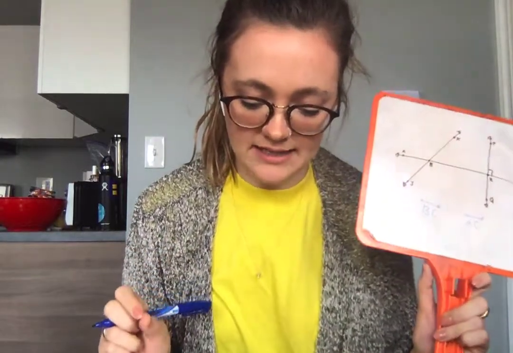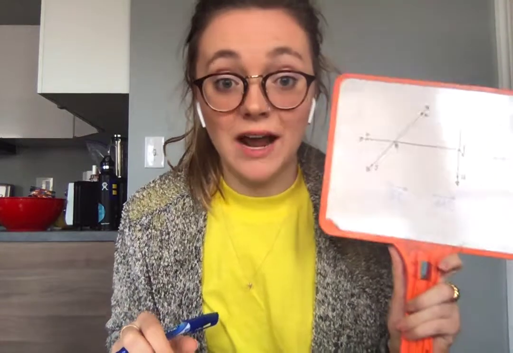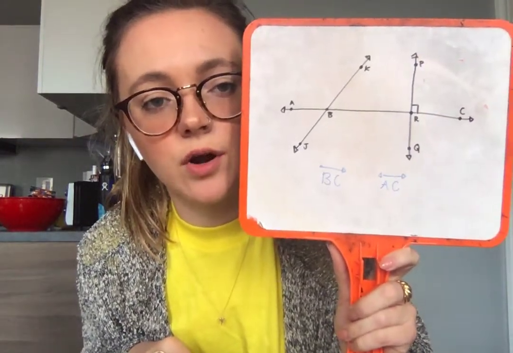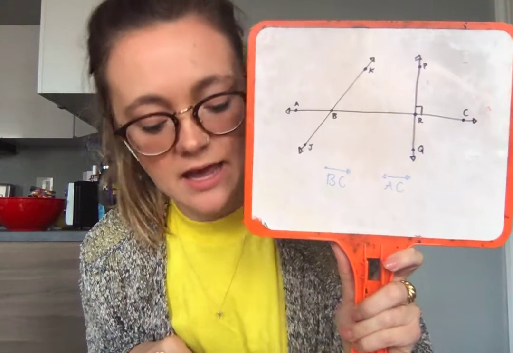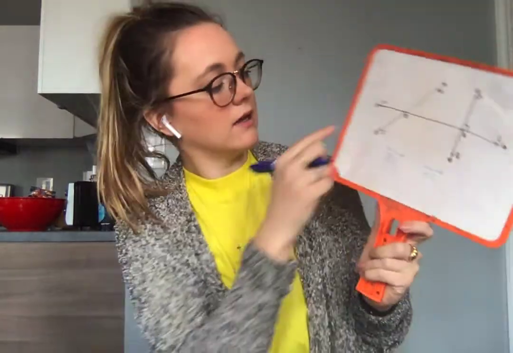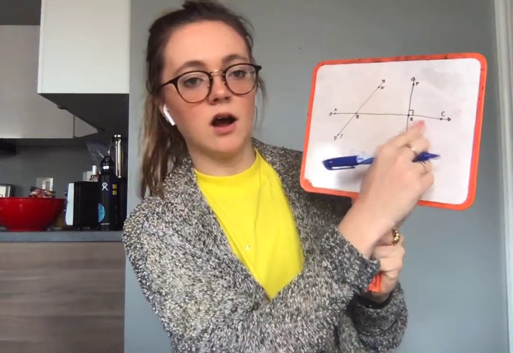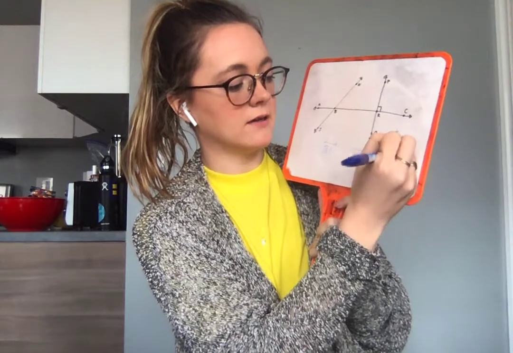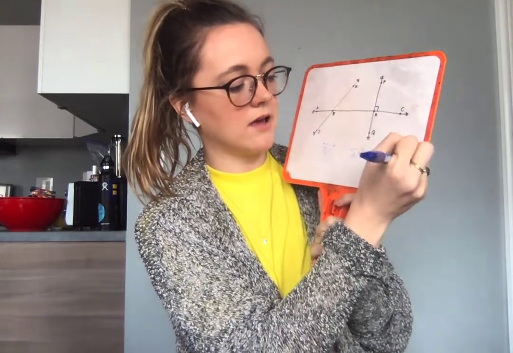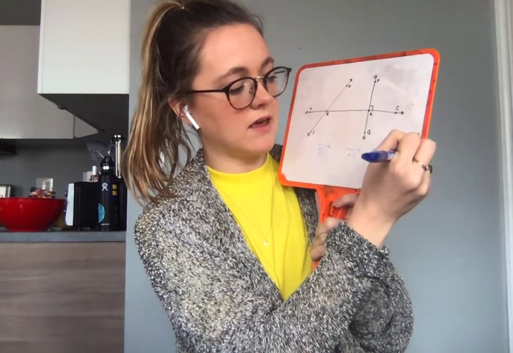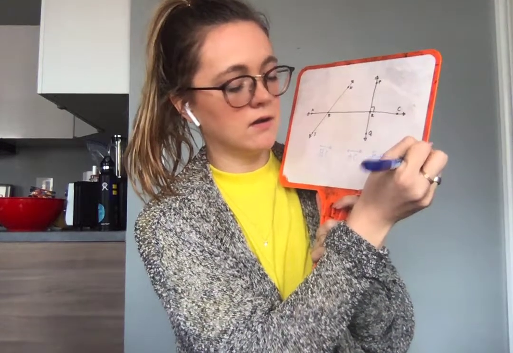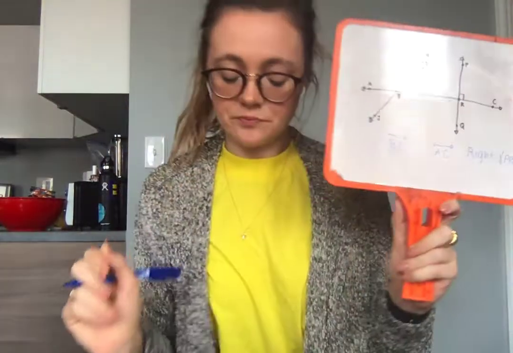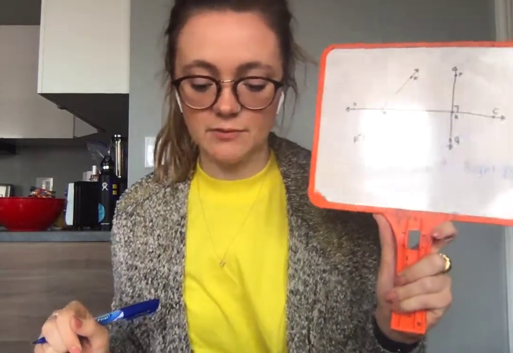The next question asks me to name a right angle. So I'm looking for an angle in here that is at a perfect corner. It's got a square in its corner. And I see an angle that looks like that. Angle PRC. So I'm going to say for right angle, PRC. Right angle PRC.